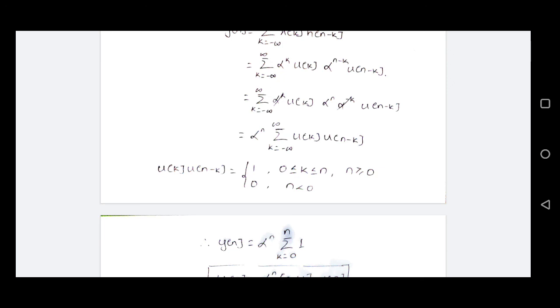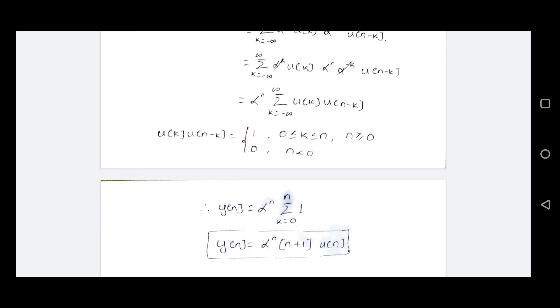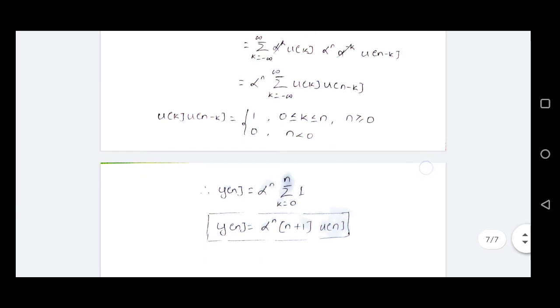If we use this in the above summation, we can rewrite it as y of n equals alpha to the power n times the summation with lower limit equal to 0 and upper limit equal to n. We will be accumulating 1 for n plus 1 number of times. So y of n equals alpha to the power n times n plus 1, u of n. So convolution between two exponential functions will be an exponential function itself.